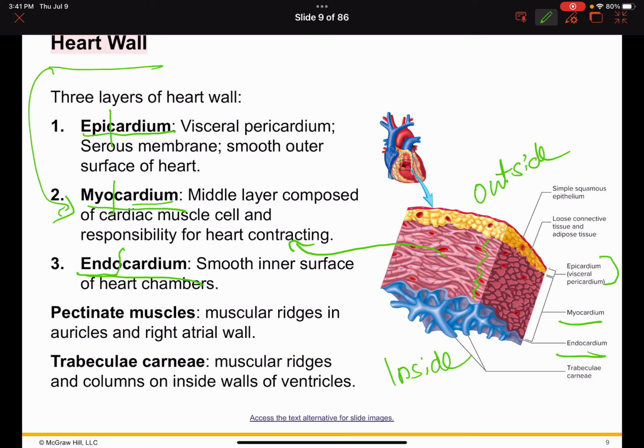You see pectinate muscle, which is the muscular ridges in the auricle and right atrial wall. Then also trabeculae carneae, muscular ridges and columns on the inside wall of the ventricle. These two things you will be able to see clearly when you dissect the heart.